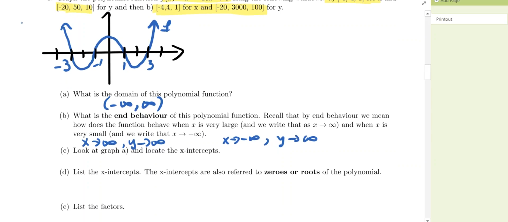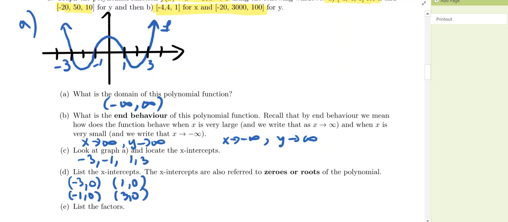So look at graph A and locate the x-intercepts. The x-intercepts happen at -3, -1, 1, and 3. So to list the x-intercepts, basically it's (-3, 0), (-1, 0), (1, 0), and (3, 0). That's why the intercepts are also called zeros or roots of the polynomial. They basically make the y 0.